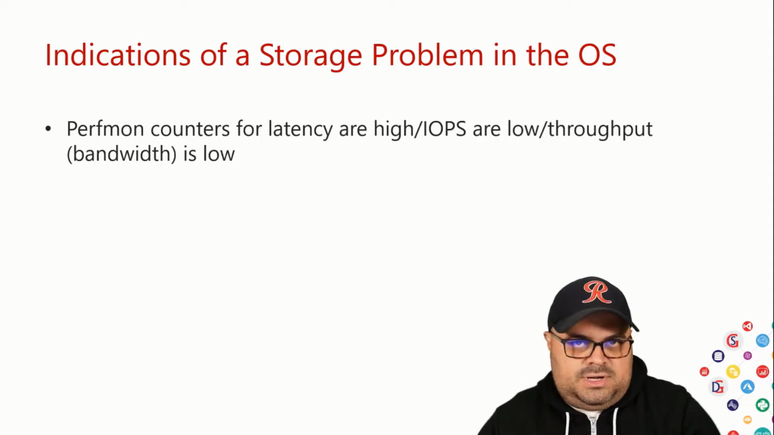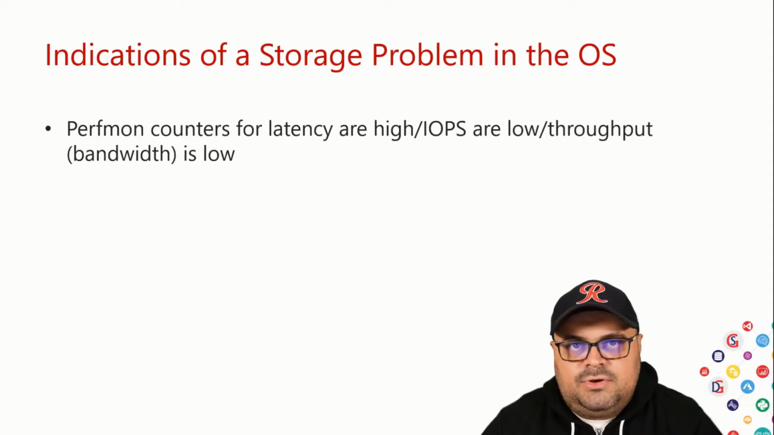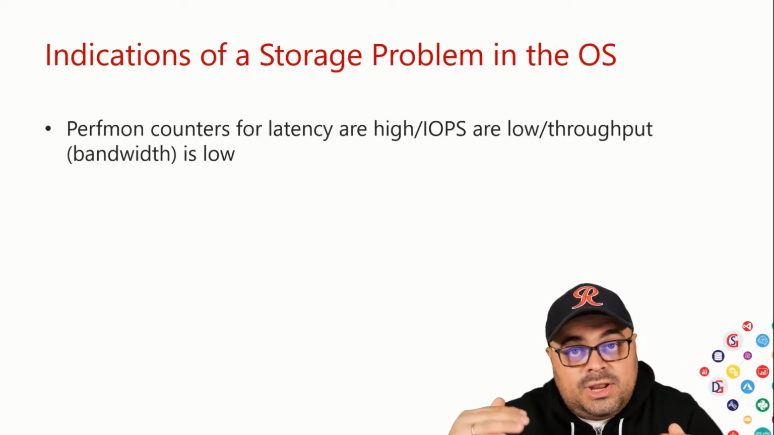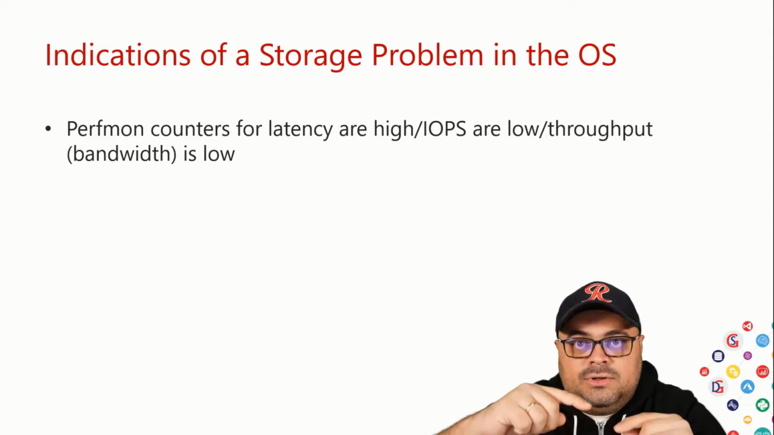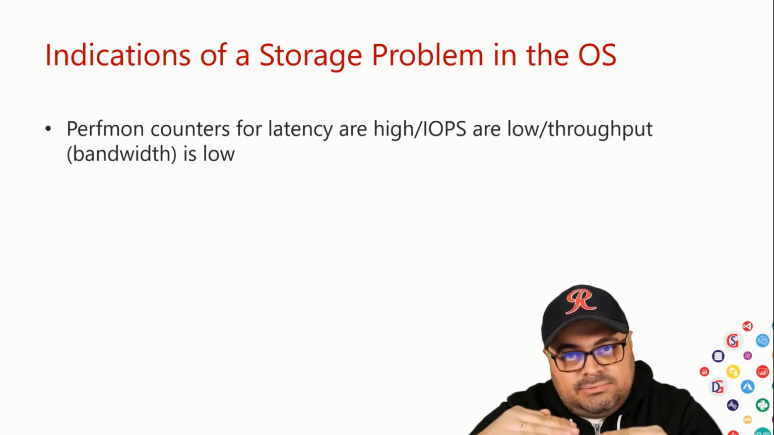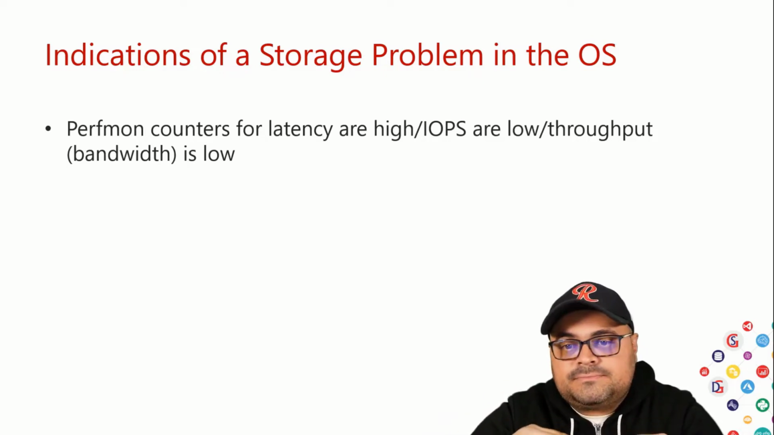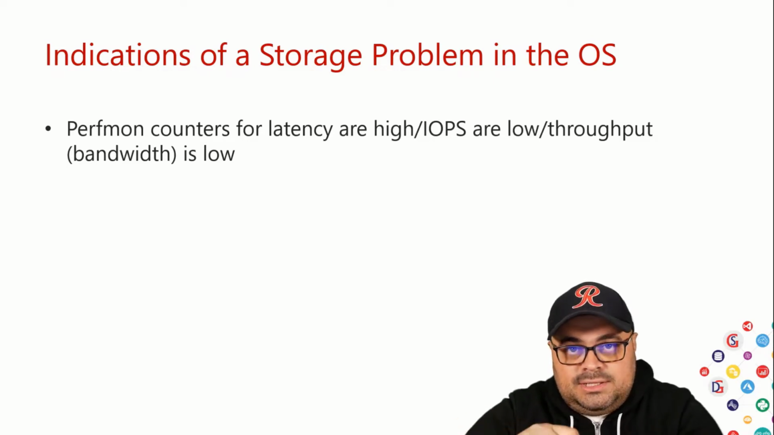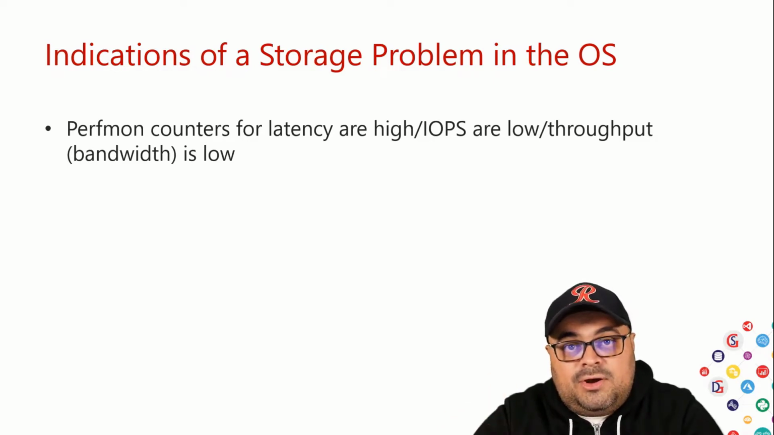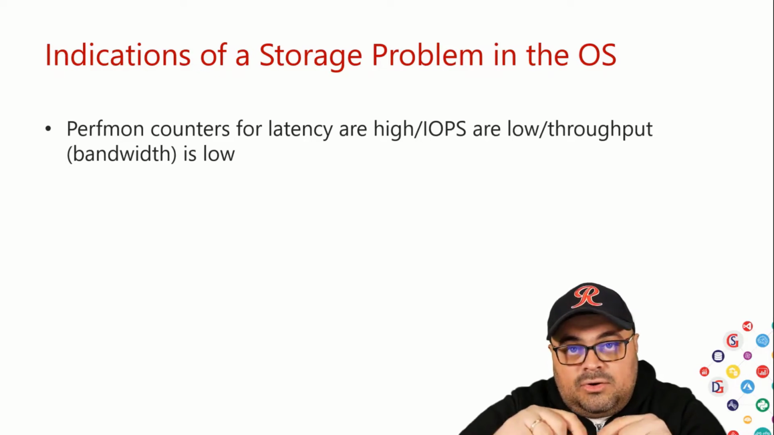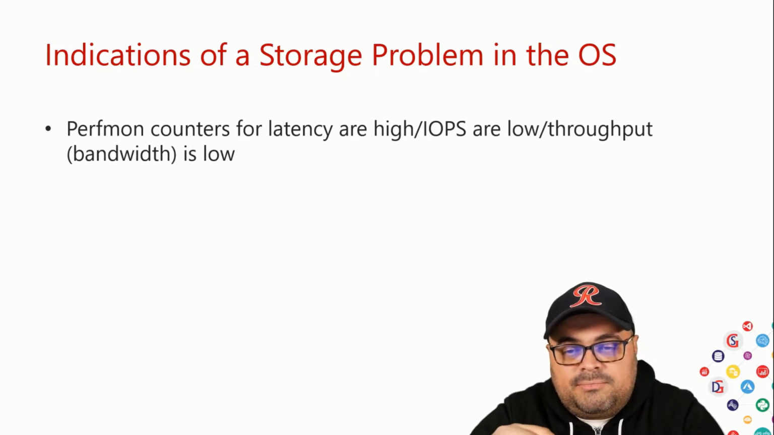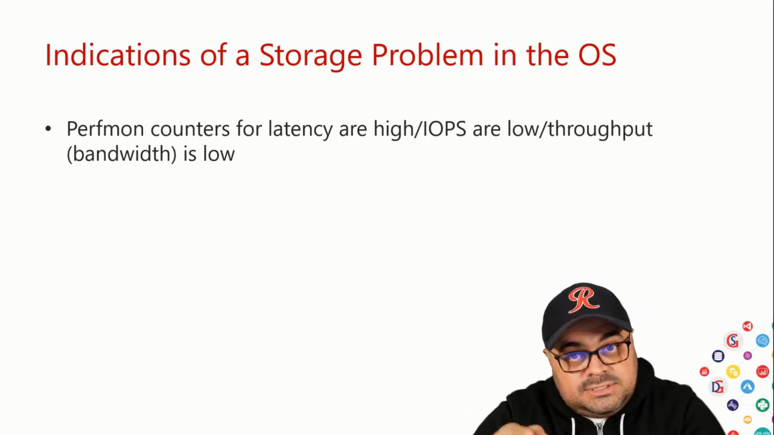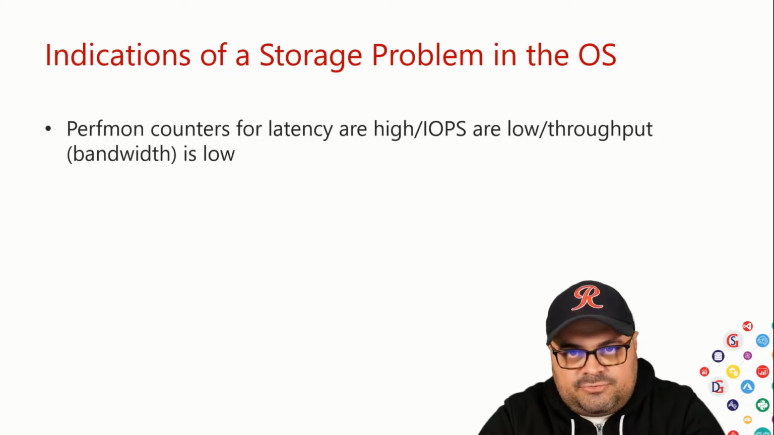And so the classical one is perfmon, right? Everyone should know how to use perfmon in your systems today. And so what you've got to watch out for is if your counters for latency are high. You want your latency to stay as low as possible at all times. You want your IOPS. Let's make sure that we understand, right? IOPS are how many I/Os are happening per second, or the amount of transfers per second, right? That's the name of the counter in perfmon. If the number of transfers per second is low, that is potentially an indication of a problem, right?